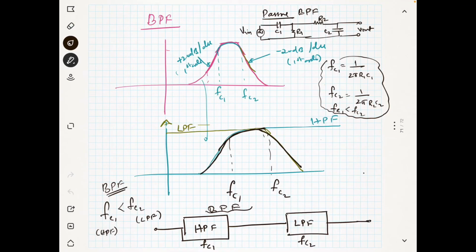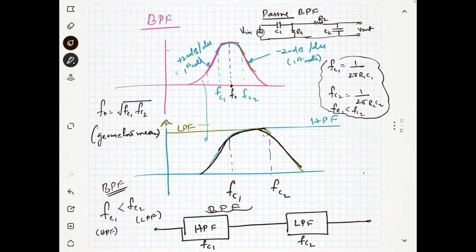Before that, I forgot to write about the center frequency. Okay, the center frequency is F0, and F0 is given by the geometric mean of two frequencies, FC1 and FC2: square root of FC1 into FC2. It is the geometric average, the geometric mean.